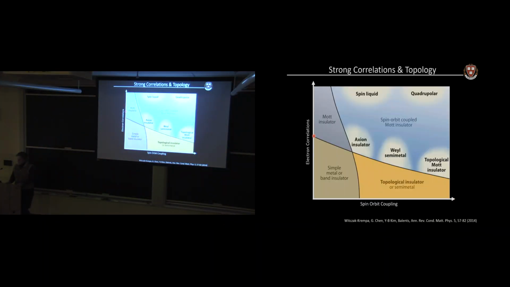Okay, so there's a couple of beautiful review papers out there. This is one by Leon Balents that shows that here you have the spin-orbit coupling axis, which makes things topological. And then if you turn on electron correlations, how much electrons are talking to each other, then you can get some really interesting phases of material out here. But these are all highly speculative. And so we as experimentalists want to explore this space and tell the theorists what's really there.